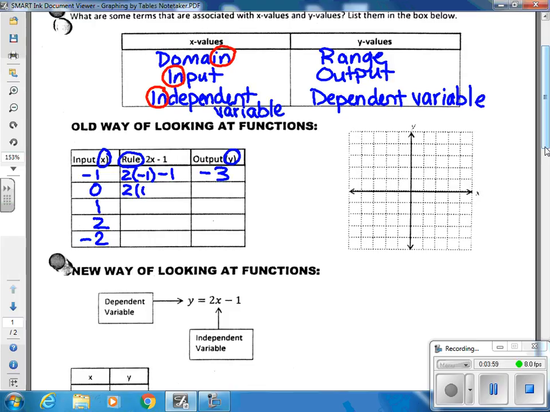So 2 times 0 minus 1. 2 times 0 is 0. 0 minus 1 is -1. Right, plug in the 1. 2 times 1 minus 1. 2 times 1 is 2. 2 minus 1 is 1. So the +1 comes out.